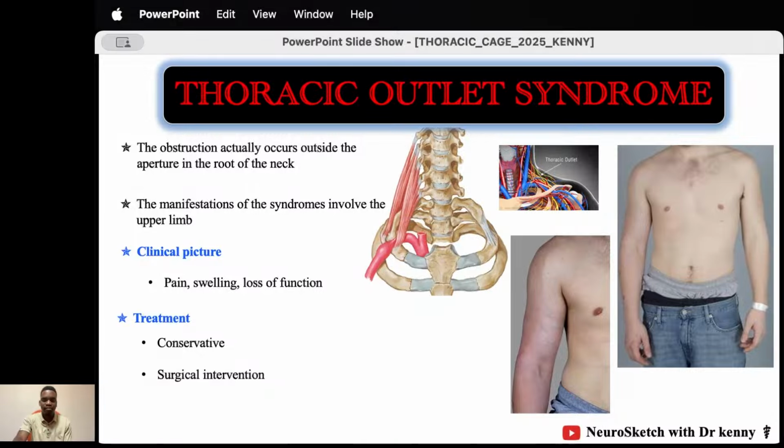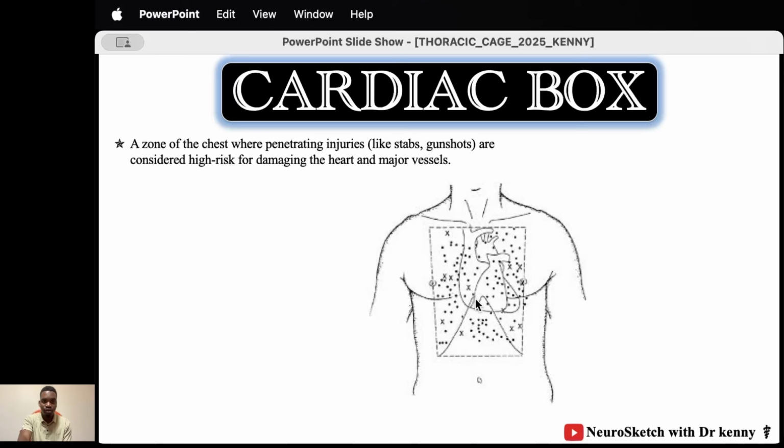We have another important region of the thorax, which is called the cardiac box. This is the zone of the chest where penetrating injuries like gunshot result in life-threatening bleeding because of potential damage to the heart and great vessels. I think soldiers know about the cardiac box.